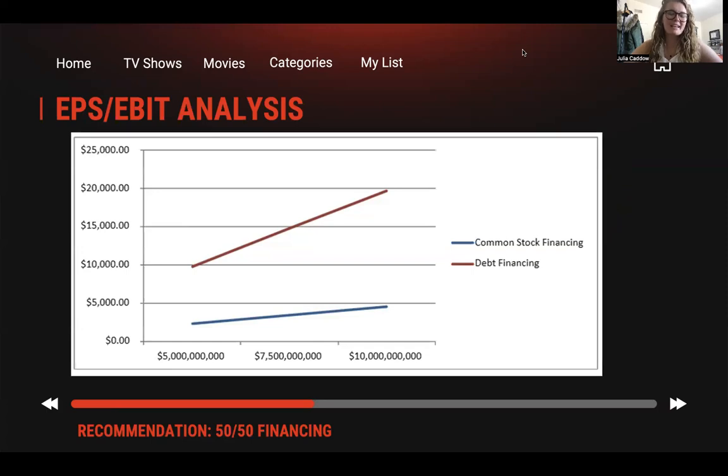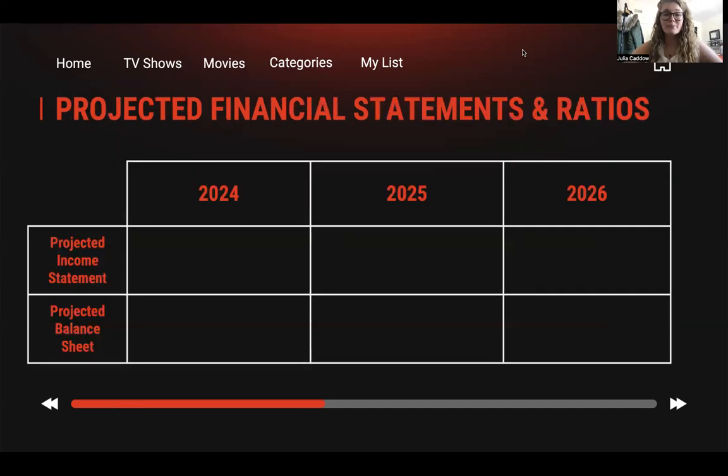Next up, we have the EPS/EBIT analysis. This shows the profitability of debt financing versus common stock financing. As we can see here, while debt financing is a much more profitable method than common stock financing, we do recommend a 50-50 financing method, which uses 50% debt financing and 50% common stock financing in order to mitigate the risk of debt. Next, we look at projected financial statements and ratios, which gives the projected information for all of these tables from 2024 to 2026.